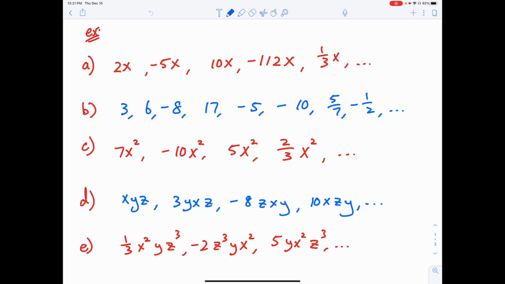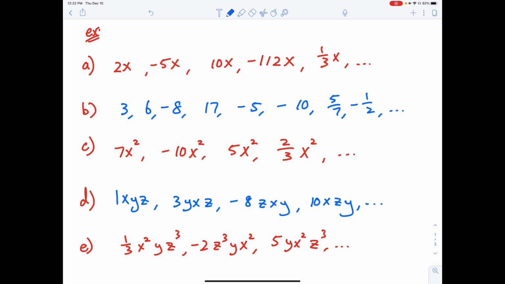In part C, we see that all these things have some number in front with x squared right beside it. For D, we see that we have x, y, z, and again, you can have any kind of combination. So you can have like 3y, x, z, -8, z, x, y, as long as it has x, y, z in any combination for the variables and some number in front, then you are fine. Now, just a reminder, when you see x, y, z by itself, the number in front here would be a 1.